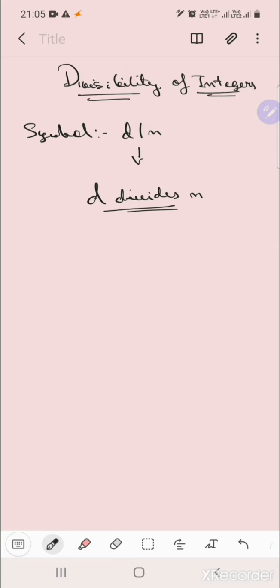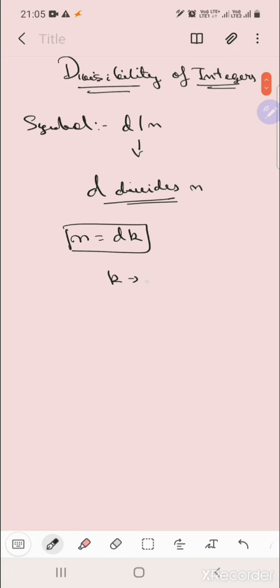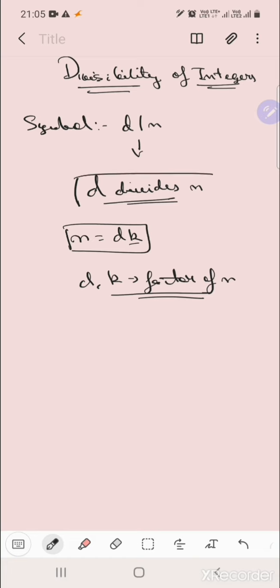Basically, when d divides n, we can write n in the form n equals dk. Clear? Where both d and k will be factors of n. Got it? And you can also call k the quotient of this particular division.